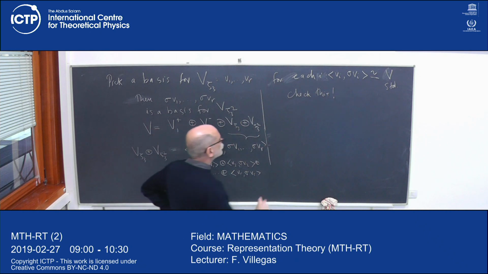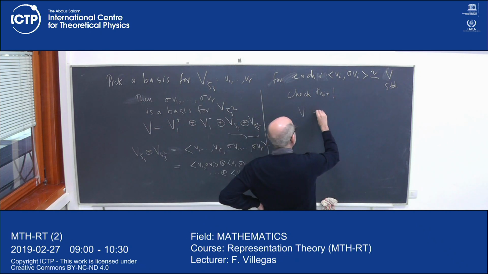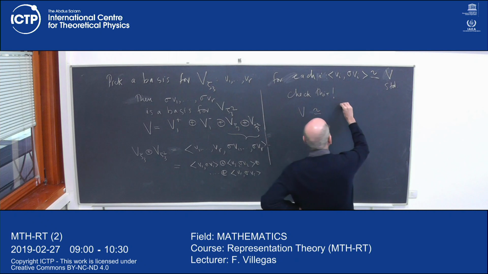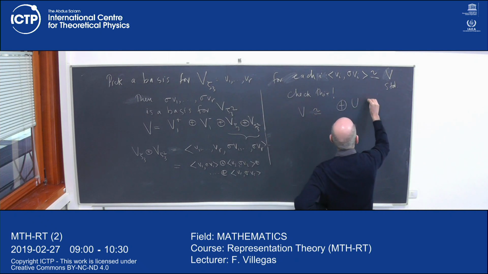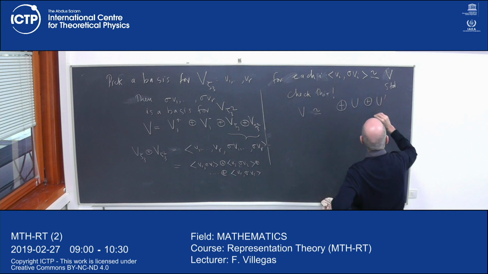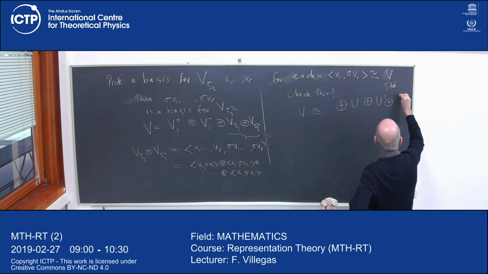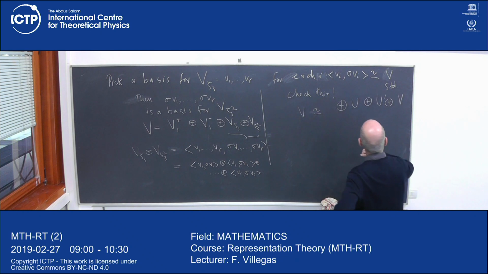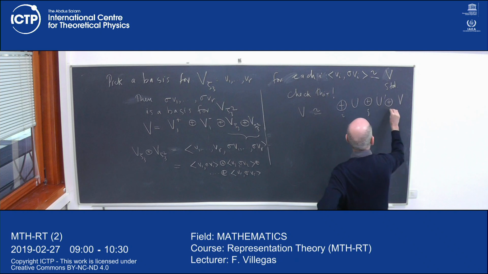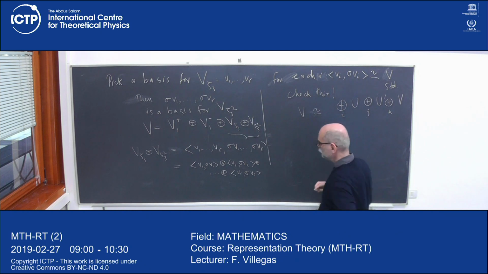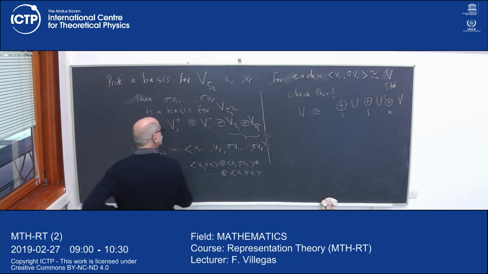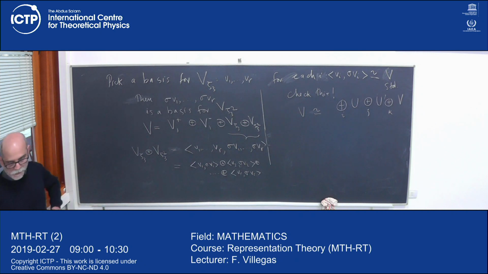Okay, so the final thing is then that V is isomorphic to a certain number of copies of the trivial, a certain number of copies of the sign, and a certain number of copies of the standard. So every representation is a direct sum of a certain number of copies of these three representations that we found.